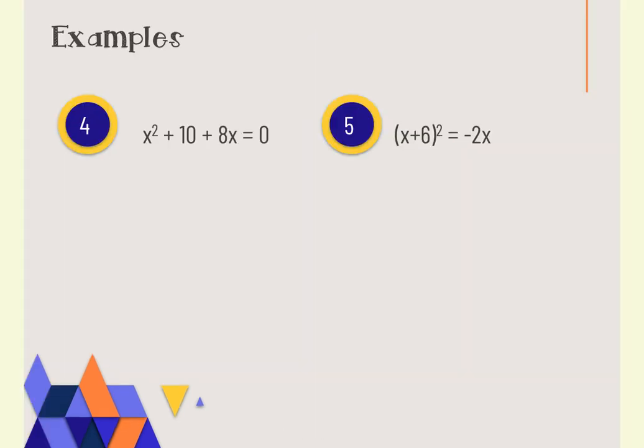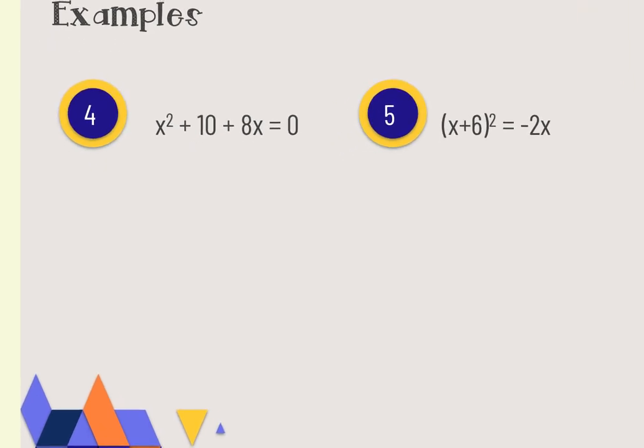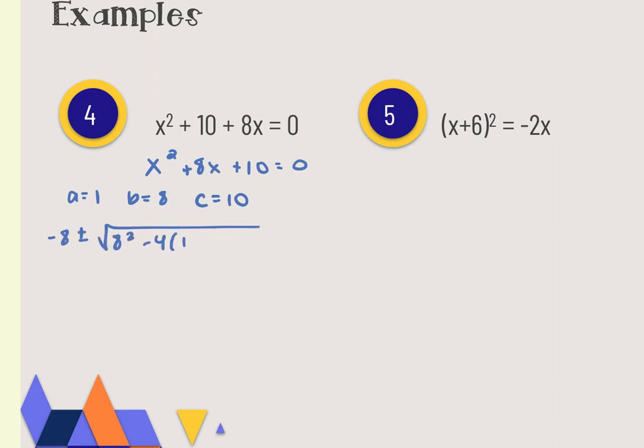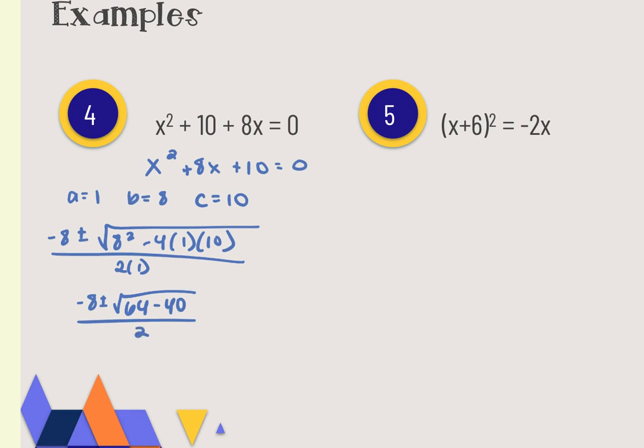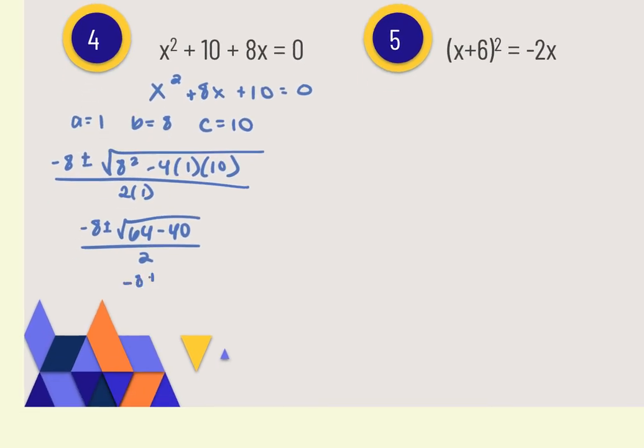All right, do 4. All right, so we said the first thing we have to do is rearrange this so that it's in decreasing degree order. So x squared plus 8x plus 10 would equal 0. And then my a is 1, my b is 8, c is 10. So it's negative b plus and minus the square root of b squared minus 4 times a times c all over 2 times a. I get negative 8 plus and minus the square root of 64 minus 40 over 2, which is negative 8 plus and minus the square root of 24 over 2.